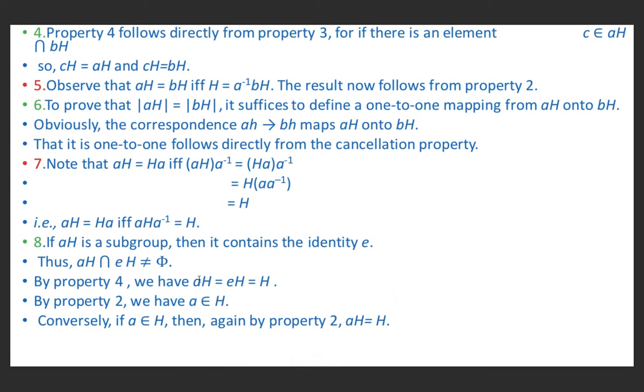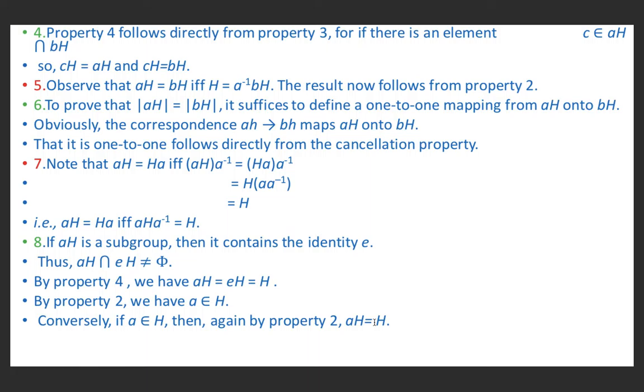If AH is a subgroup, then it contains the identity element. Therefore, AH intersection EH is not equal to phi. By property 4, we have AH equal to EH is equal to H. And by property 2, we have A belonging to H. So, conversely, if A belongs to H, then again by property 2, AH is equal to H.